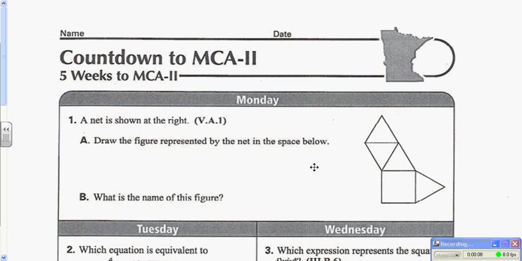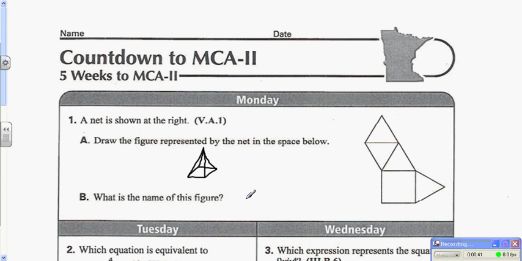We have a net shown at the right, and a net is a flat cutout that you can fold to create a three-dimensional polyhedron. So if you were to fold this together after you were to cut it out, you notice that you have a square, which will give you a square base, and all the sides are triangles. So this is the shape that it would fold into.